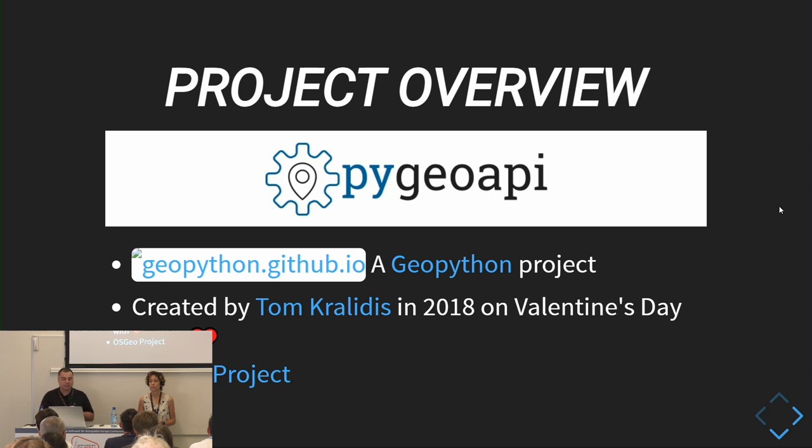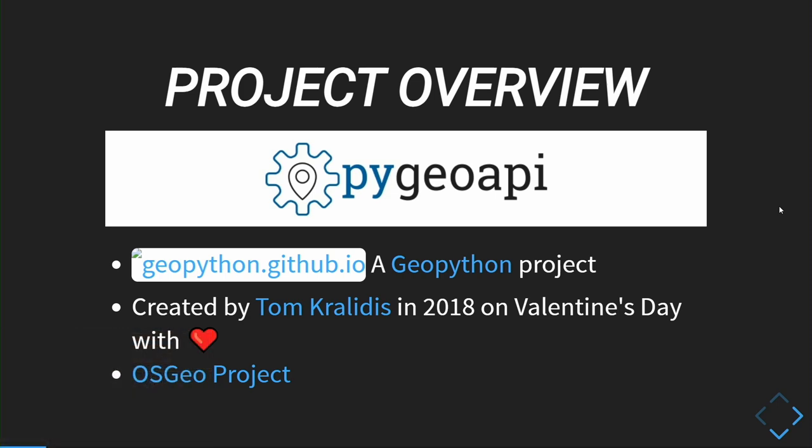Project overview: the project was created in 2018, and it became an OGC Geo project in 2022 in Florence, and it's also a reference implementation. So pygeoapi has been around for a good 6 years now, and we've been continuing to evolve with new support and new functionality for standards and many other related things.